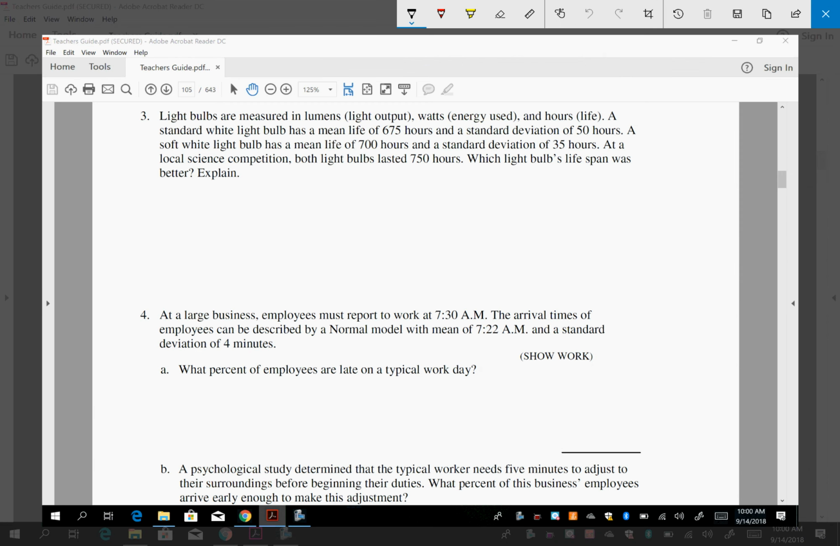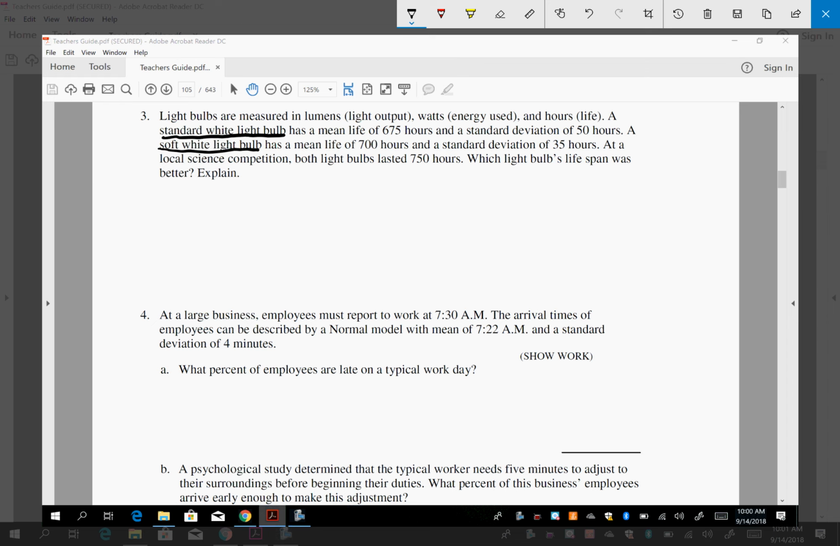Light bulbs. We've got 2 light bulbs. We have a standard white light bulb and a soft white light bulb. Now, both bulbs at a competition lasted 750 hours before dying. That's a long time. They just waited. Which bulb was the more impressive bulb? How can we compare them if they are different types of bulbs?